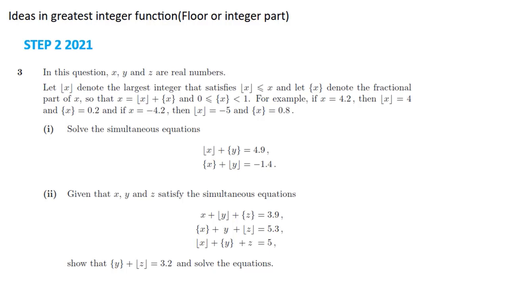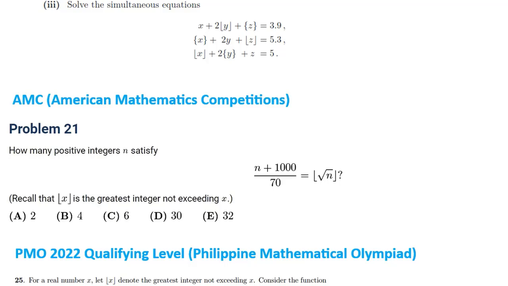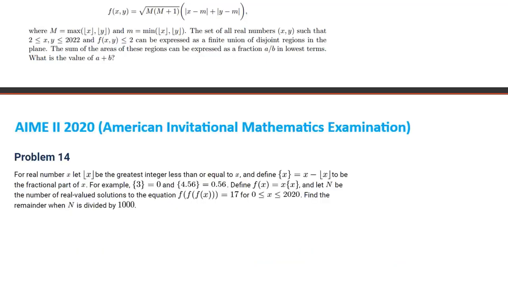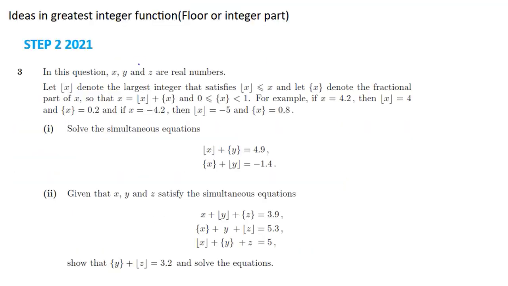Here, for integer part, we have one problem from a step 2 2020, one problem from AMC, one problem from PMO, and another problem from AME. Okay, for problems in integer part, one useful, important way: at first you think it's simple, but we can solve so many hard problems. You write x as k plus r, where k is the integer part and r is the fractional part, which is between 0 and 1. And then in many problems, we should use the quadratic formula and something like that. So this one is the integer part, and this one is the fractional part.